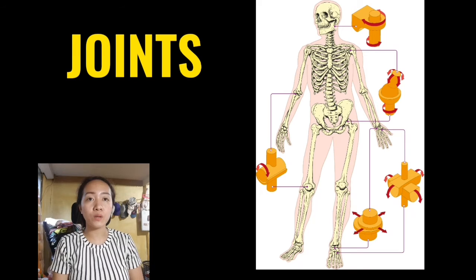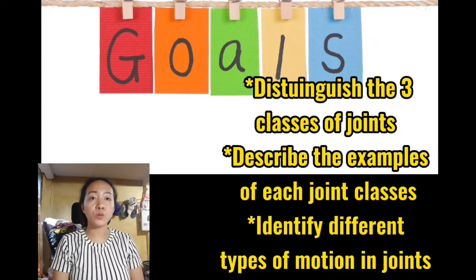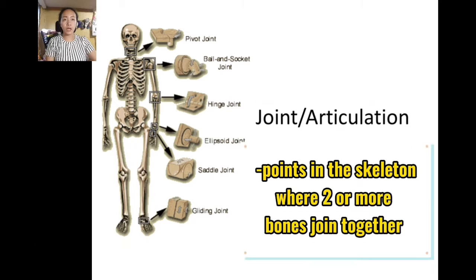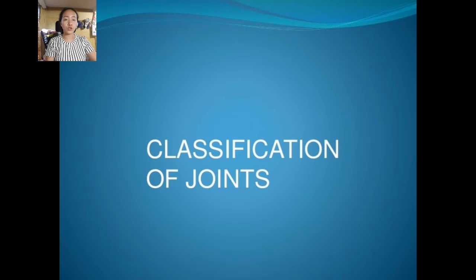So to begin with, we have here the goals: to distinguish the three classes of joints, describe the examples of each joint class, and identify different types of motion in joints. The points in the skeleton where two or more bones join together are called articulations.